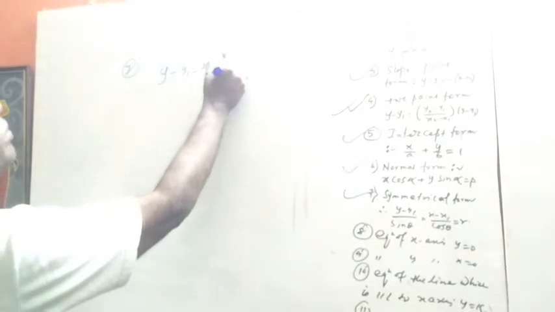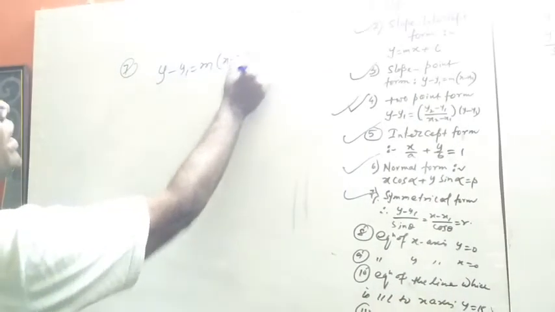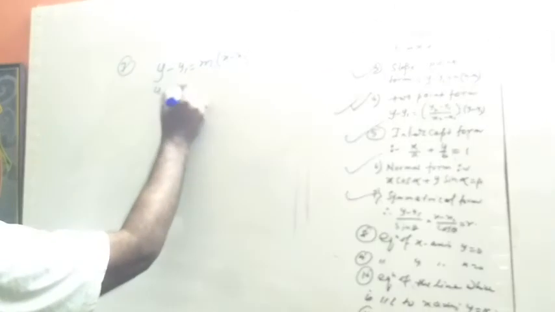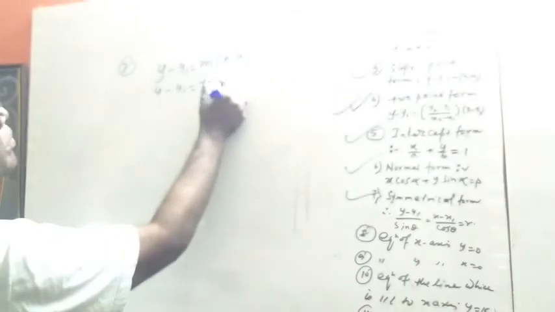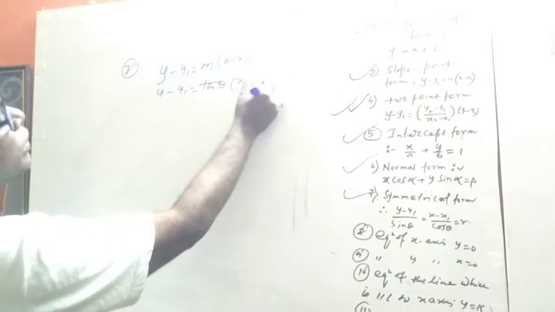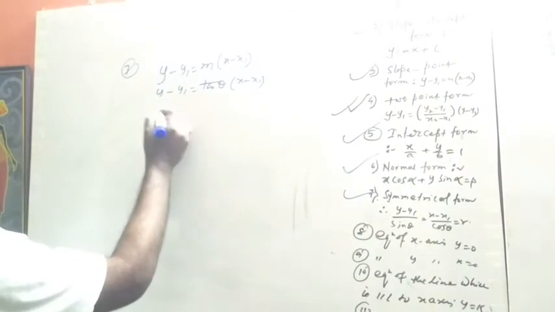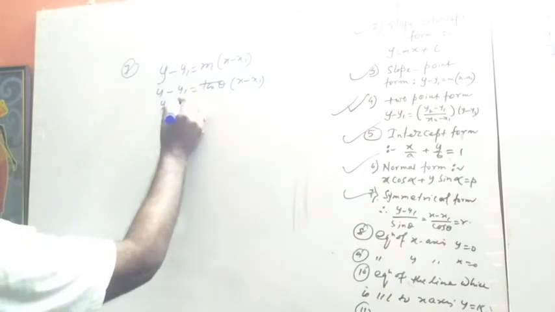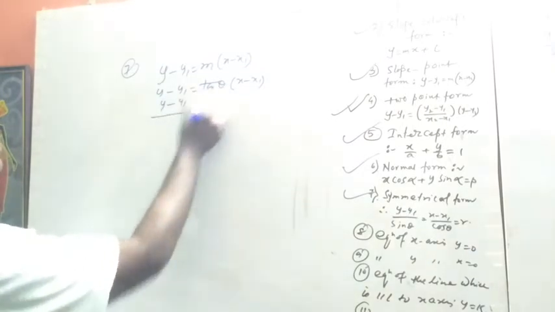So here is number 7 point. y minus y1 is equal to m into x minus x1. So y minus y1, and m is tan theta, which is called the slope, and the line makes an angle theta with the positive direction of the x-axis, that is theta.